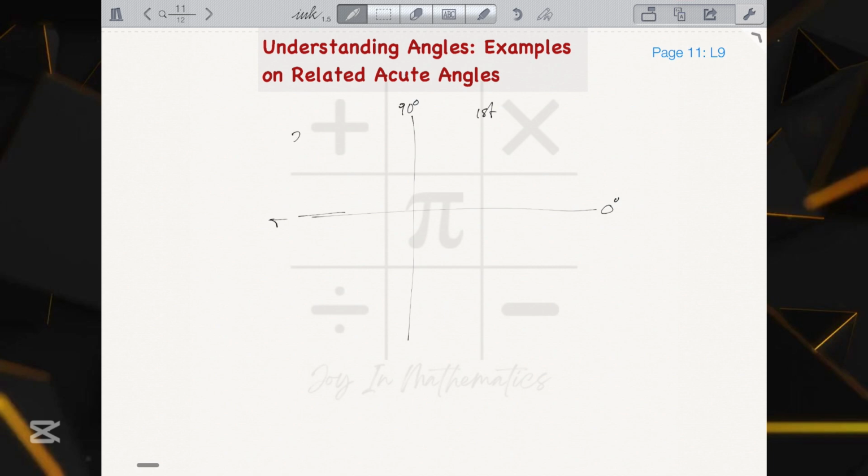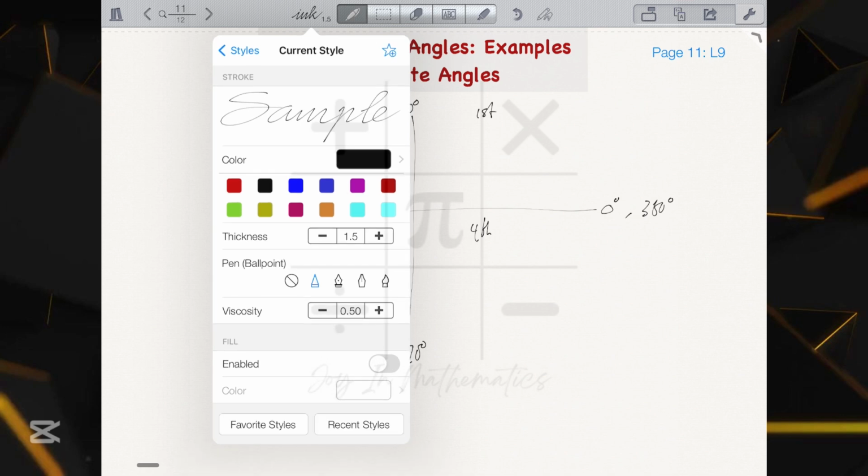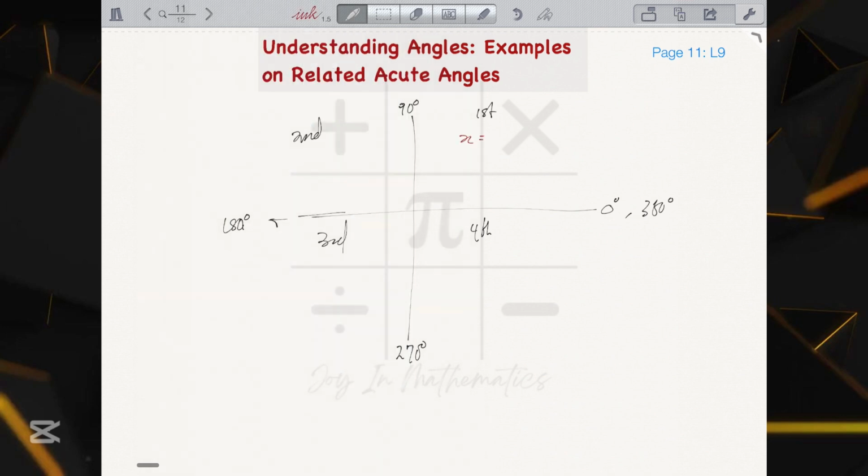We have the second quadrant ranging from 90 degrees to 180 degrees. We have the third quadrant ranging from 180 degrees to 270 degrees. And we also have the fourth quadrant ranging from 270 degrees to 360 degrees. So in that case, the acute angle in the first quadrant, x, is equal to theta, because we just have theta here.